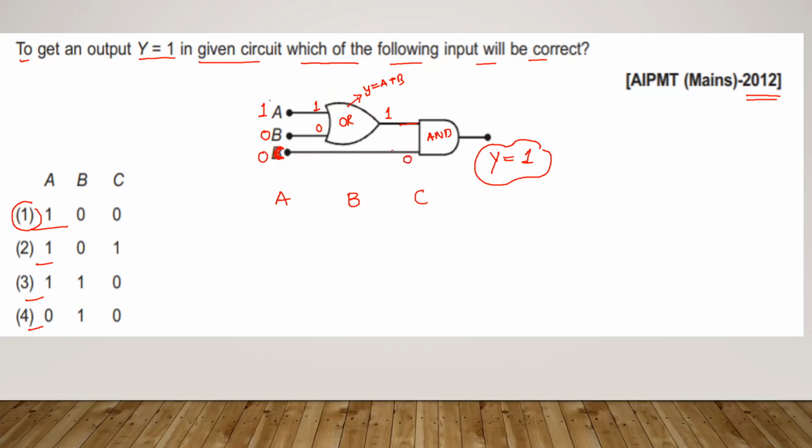This 0 is applied here. So what is the output for AND gate? Y is equal to A dot B. What is A? It is 1. Dot B. What is here? B represents C.